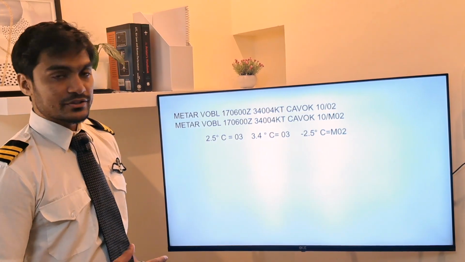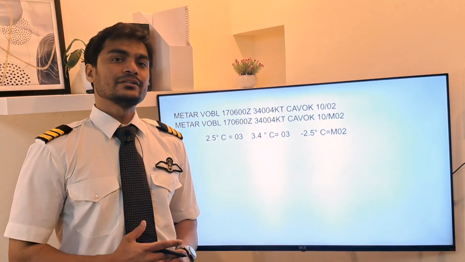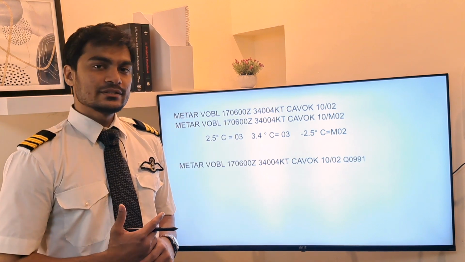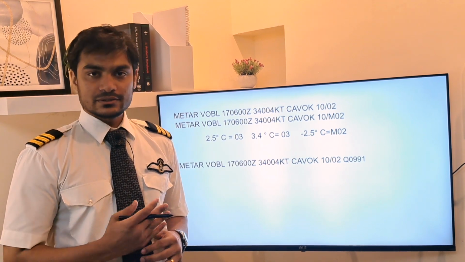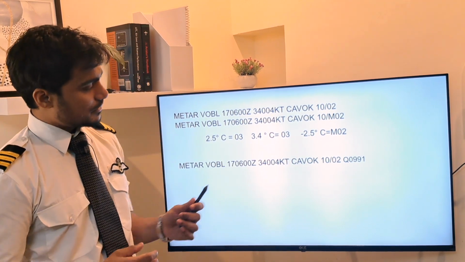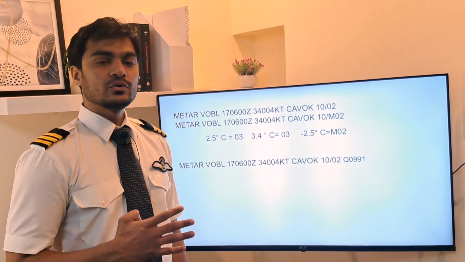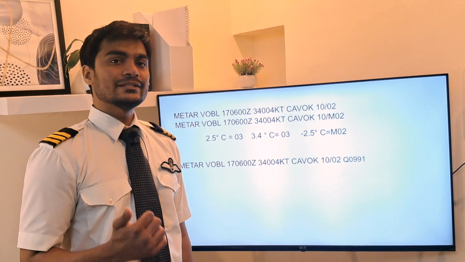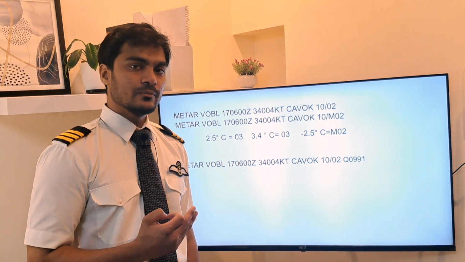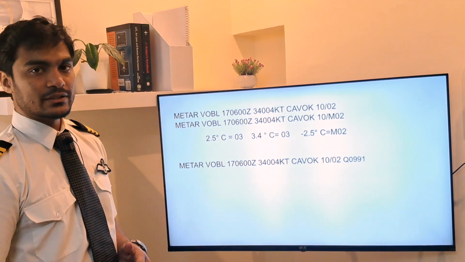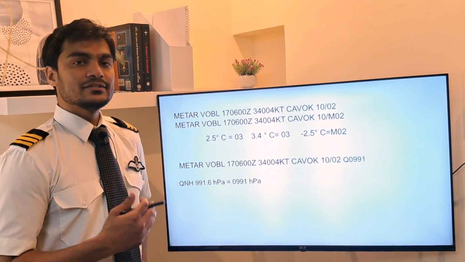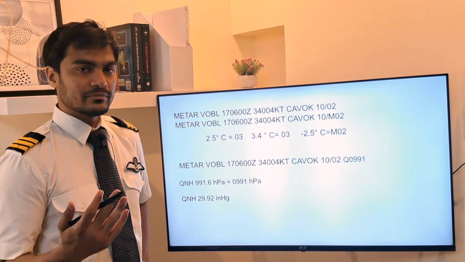Next, we have a pressure group provided to us in a Metar, that is a QNH. Now QNH is the only pressure group that is available to us in a Metar. Like for example, we have here QNH 0991, always in a 4-digit format. If ever it is less than 1000, it always starts with 0. Now QNH is presented in multiple formats, like in inches of mercury or in hectopascals.